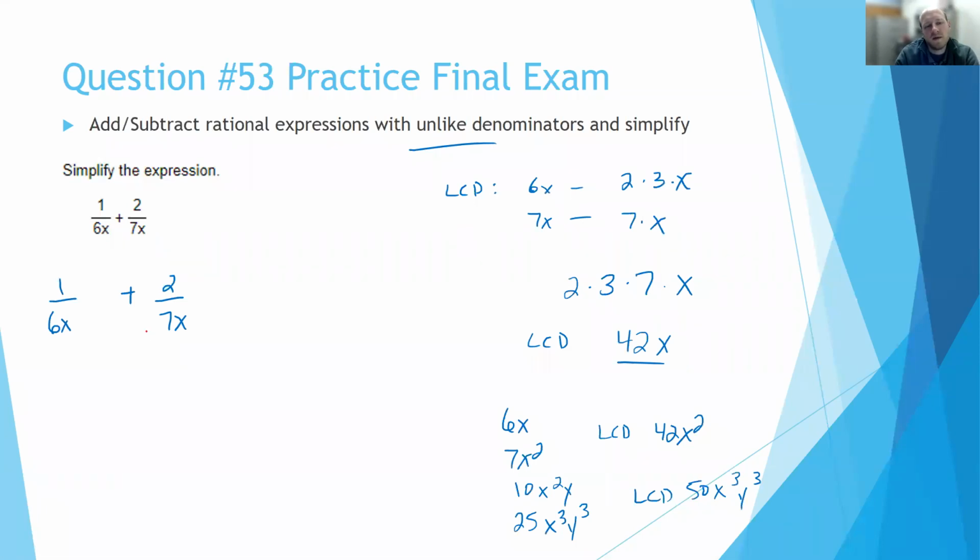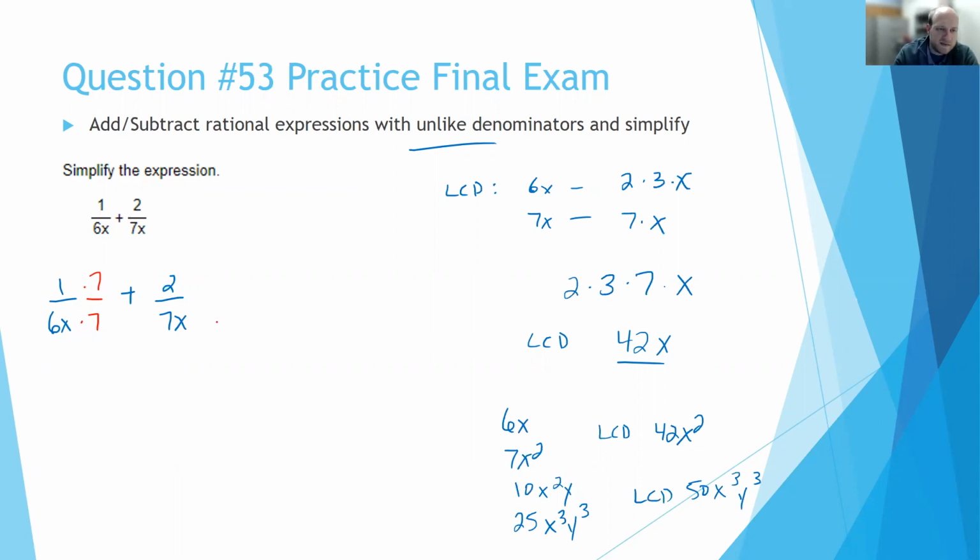And what I do is I multiply the denominator and the numerator by what I was missing to get that LCD of 42x. So to get a 42x, I have to multiply 6x by 7. And I do the same thing to the numerator because I'm really multiplying it by 1. 7 over 7 is 1. So I'm not changing this, I'm just changing its form to get a common denominator.